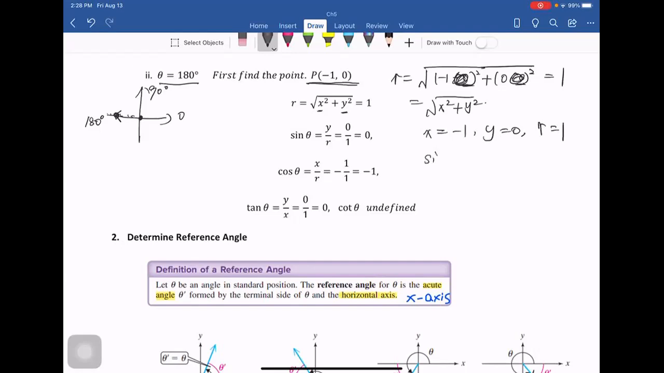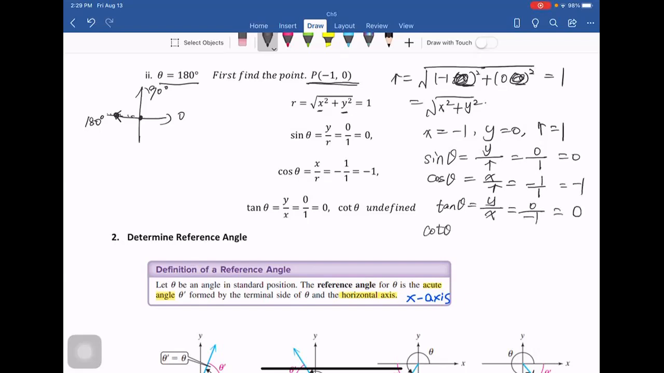Plug it in the trig function formula. Sine theta equals y over r, that's 0 over 1, that's 0. Cosine theta equals x over r, that's -1 over 1, that's -1. Tangent theta equals y over x, that's 0 over -1, that's 0. How about cotangent theta? That's a reciprocal of tangent, that's -1 over 0. So 0 is in the bottom. This one is undefined.